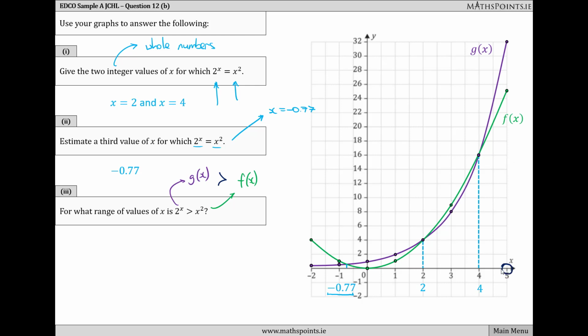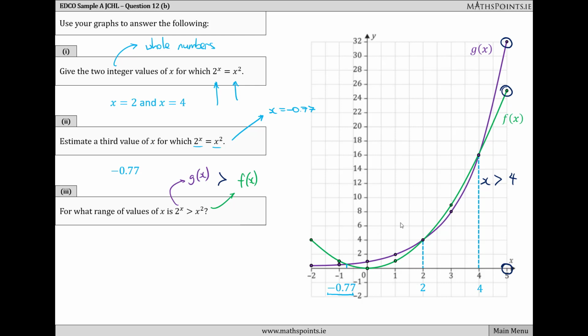For example, if we look at x equal to 5, this gives an f of x value of 25 and a g of x value of 32. So that's one possible solution. When x is 5, g of x is greater than f of x. Well, where else? Anywhere that the purple line is higher than the green line gives greater values for g of x than it would for f of x. So we can see that for any x value greater than 4, the purple line, the g of x, is greater than the green line, f of x. So that's one possible set of solutions.